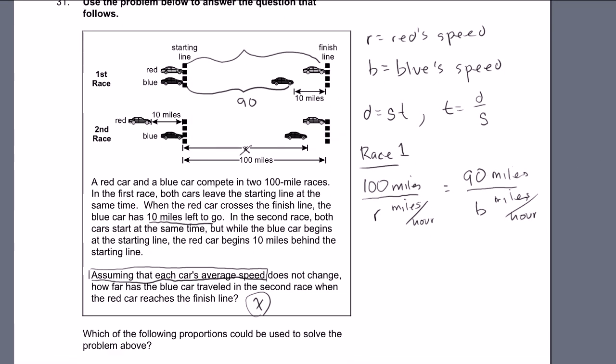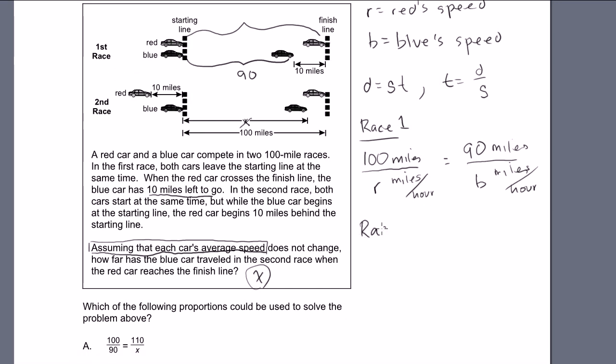Now, what does the second race tell us? The second race, we can do the same logic. In the time it takes the red car to travel 110 miles, right? He travels the whole 100 miles and he started 10 miles back. So the red car, 110 miles divided by r miles per hour, is equal to x, the distance the blue car travels, x miles divided by b miles per hour, just like that.